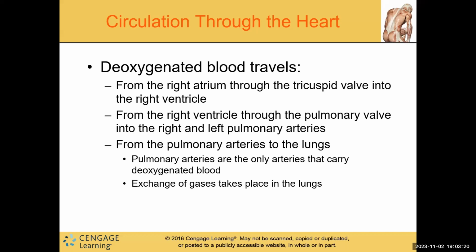An important point, the pulmonary arteries are the only arteries that carry deoxygenated blood. In general, arteries carry oxygenated blood, veins carry deoxygenated blood. The only time it's different is the pulmonary artery, because that is the artery going from the right ventricle into the lungs so that we can add oxygen through the lungs.